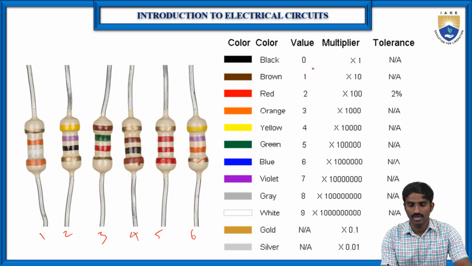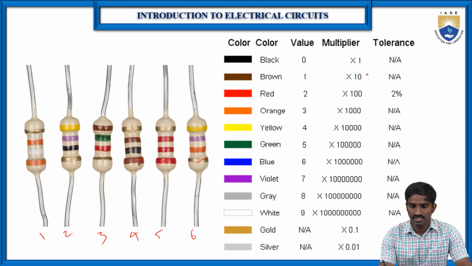So as you can see here, every color has a value. Starting with black, it is 0, brown is 1, red is 2, and orange is 3. Like that, up to white, which is 9. And when coming to the multiplier, these colors have the value as well as the multiplier. So here the multiplier is 1, which means 10 to the power of 0.